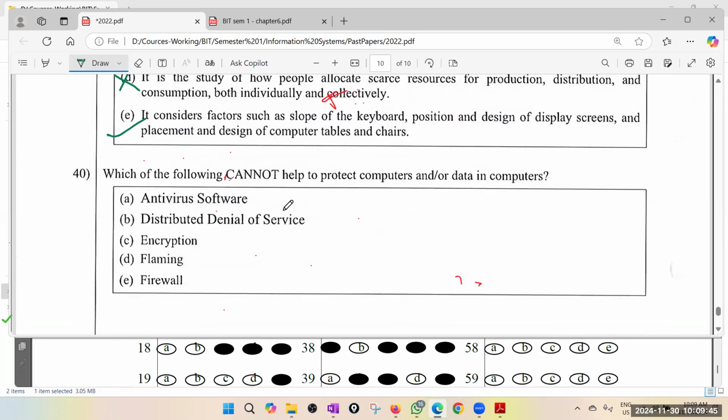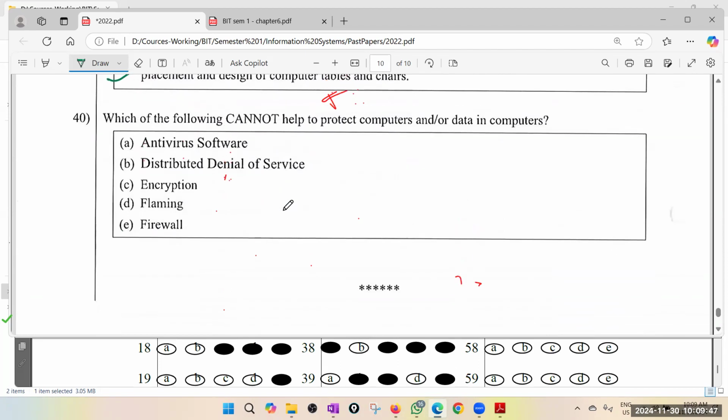Okay. 40. Which of the following cannot help to protect computers and data in computers? Antivirus software, yes, it can protect. Distributed denial of service, DoS, is not to protect. A DoS attack is to harm. So it cannot protect. It is actually an attack. Encryption can protect.